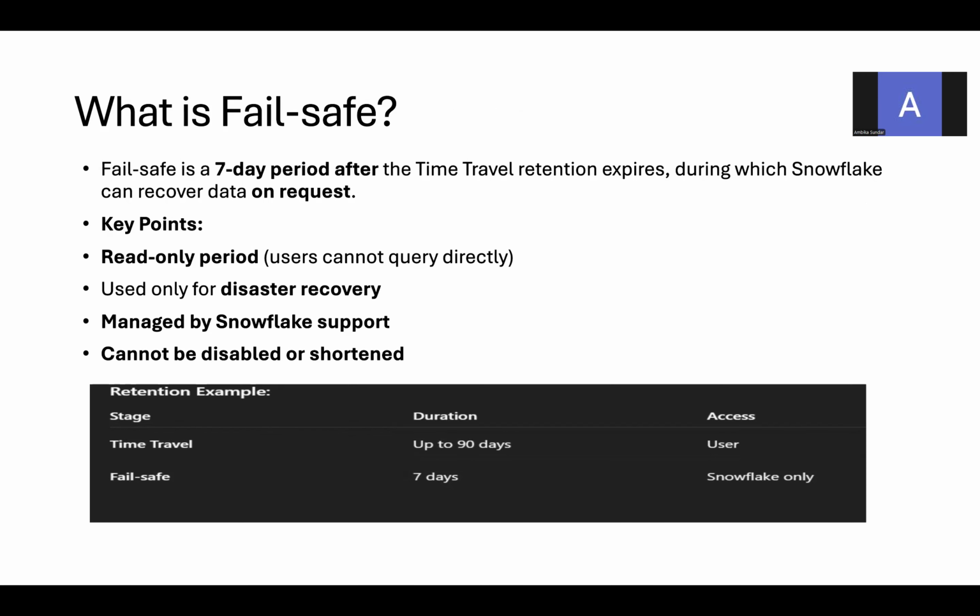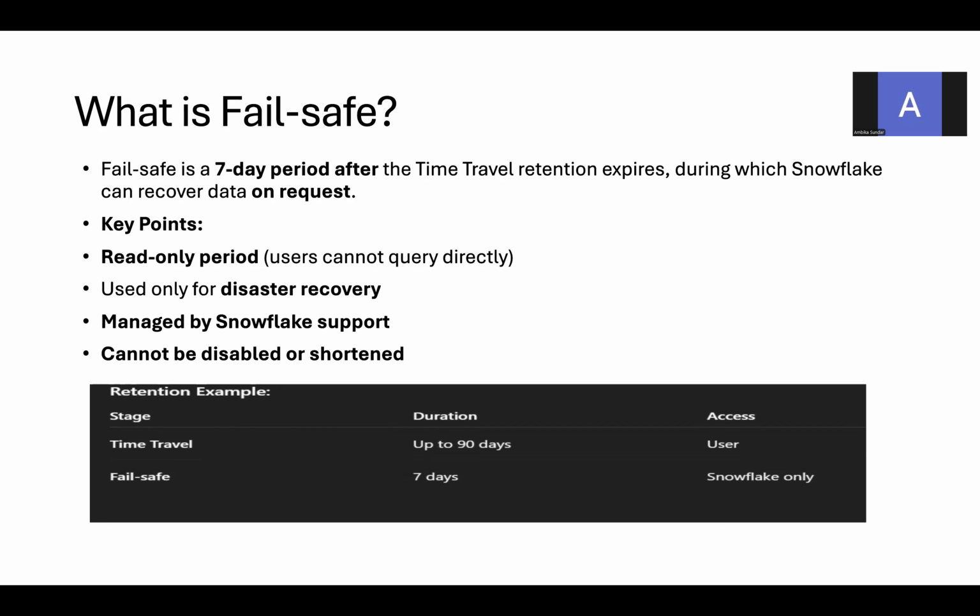What is fail-safe? Fail-safe is a 7-day period after the time travel retention expires. Mostly this comes with the enterprise edition of Snowflake. For example, 90 days is the period for the time travel feature of the enterprise edition. After the 90 days are over, I have 7 days for fail-safe. In this fail-safe period, if I want to take back the wrongly updated or deleted data, I have to contact the Snowflake team to recover it.